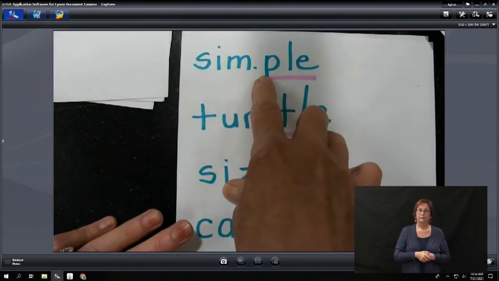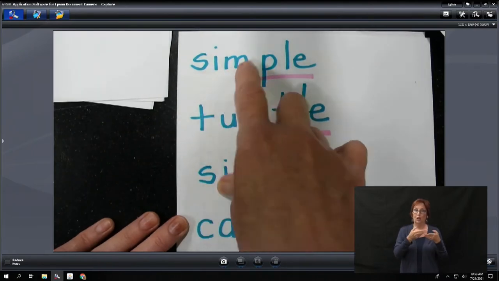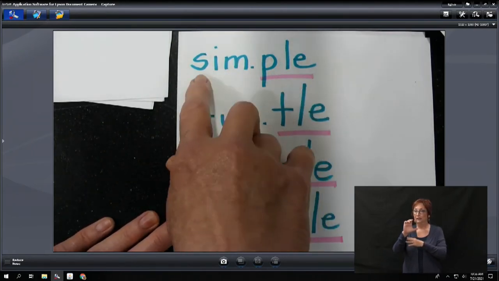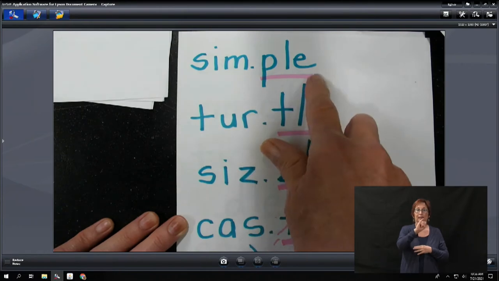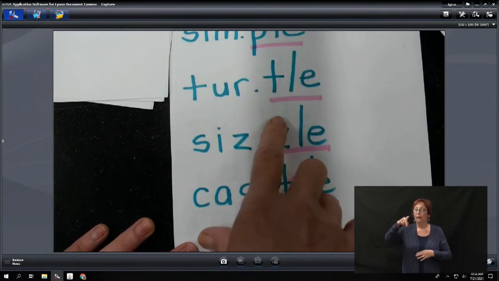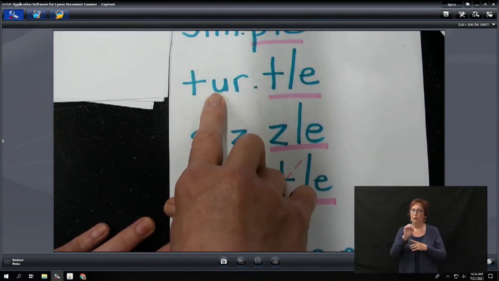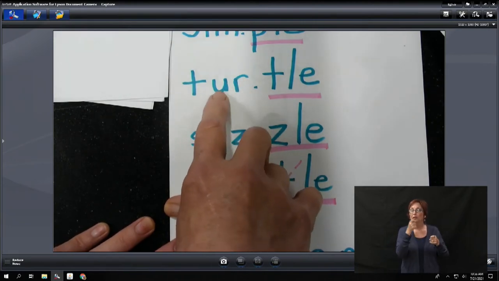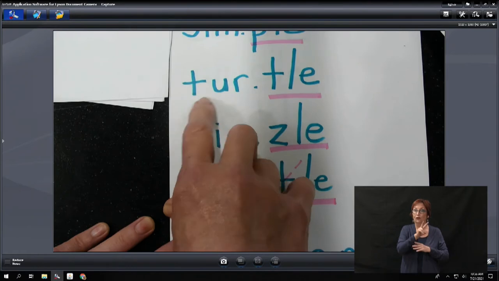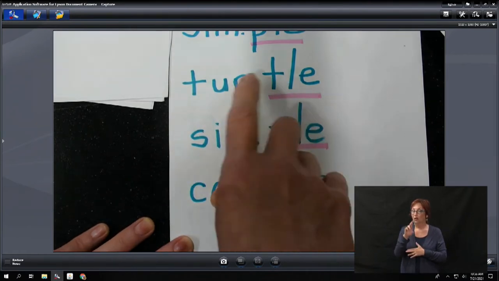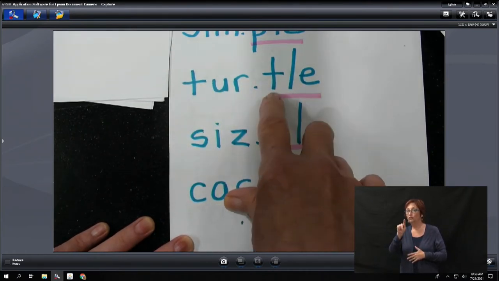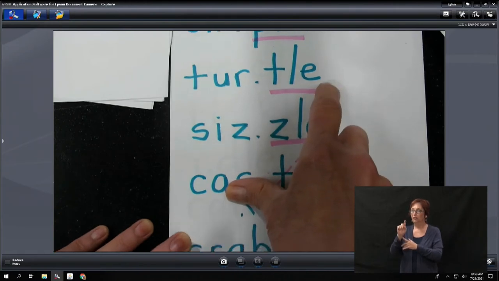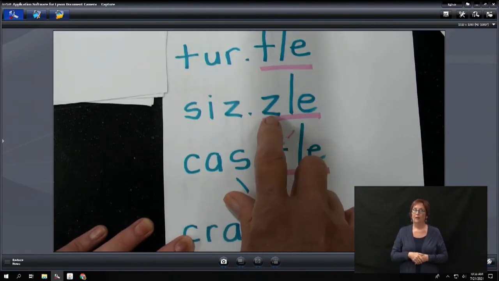And then I have a closed syllable and a consonant LE. This is pull, simple. Everybody, this syllable? Pull. And then what kind of a syllable is this? R controlled, because that R comes after the vowel. So this is bossy R, tur-tul. So I have bossy R and consonant LE. How do we say this one? Toll. Then I have closed and consonant LE.